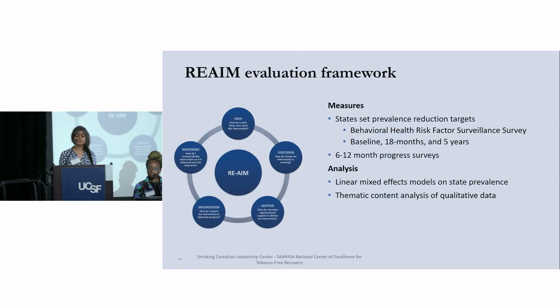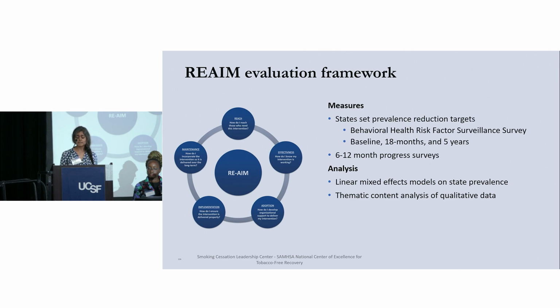So this work was really not done under the framework of research. This was work that was done under the framework of service. And we used the RE-AIM evaluation framework to see how well we did. This framework has come up several times today. And what the states really did was set targets for themselves on where they would like to be 5 years from when they participated in the academy. They used the Behavioral Health Risk Factor Surveillance Survey to assess their baseline tobacco prevalence among their behavioral health populations.